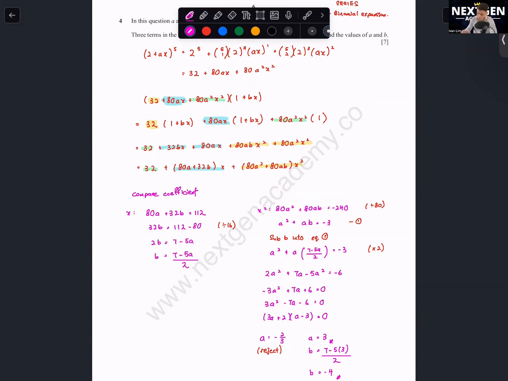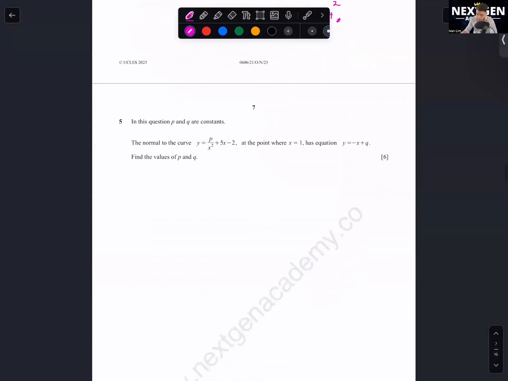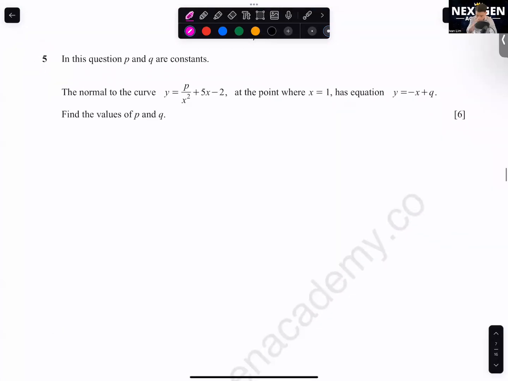Okay, let's go. Next one, question 5. In this question, p and q are constants. The normal to the curve y equals p over x squared plus 5x minus 2 at the point where x equals 1 has equation y equals negative x plus q. Find the values of p and q. I think just now I saw quite a number of you asking about this one. You just need to read properly. The question is not very hard.